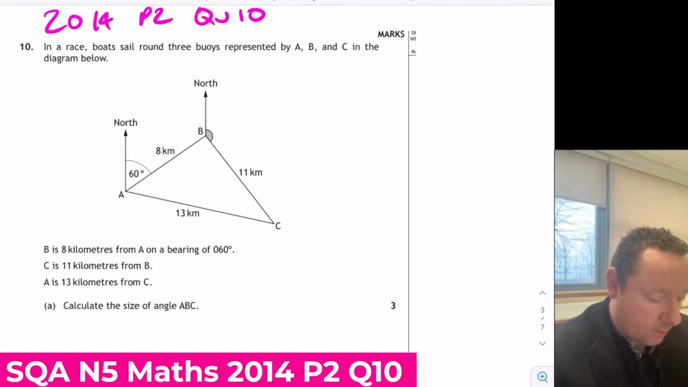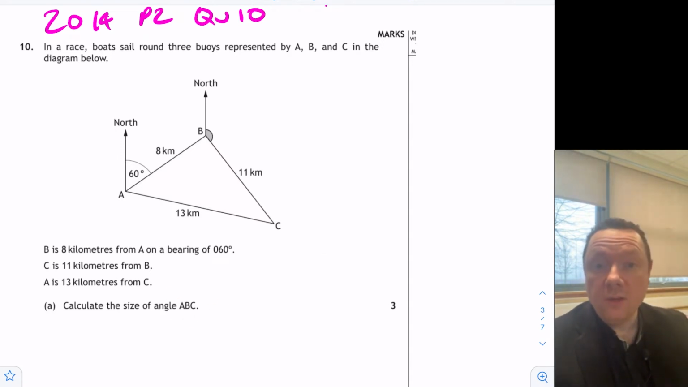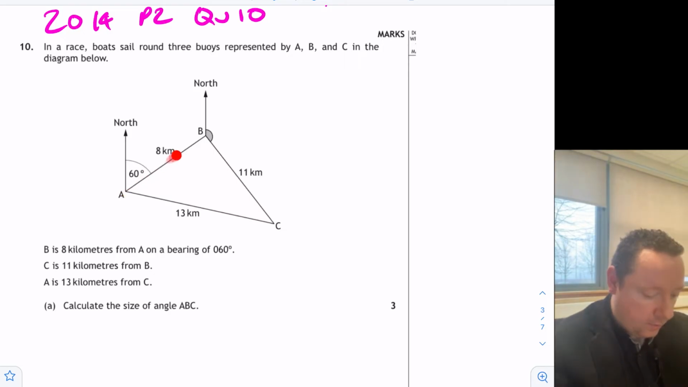B and C in the diagram below. B is 8 kilometres on a bearing of 60 degrees. C is 11 kilometres from B. A is 13 kilometres from C. And the first part of the question is calculate the angle ABC. So they've given us a diagram in this case, so we can just get started straight away. A to B to C. It's this angle in here. So just take a little note of that.